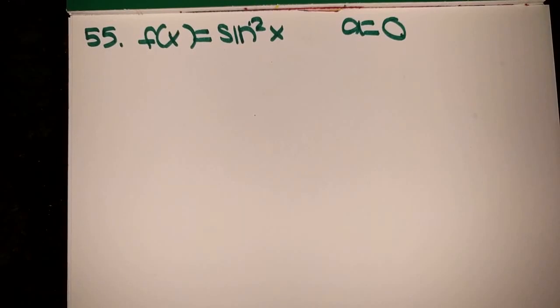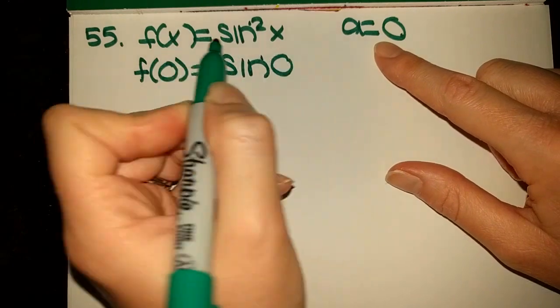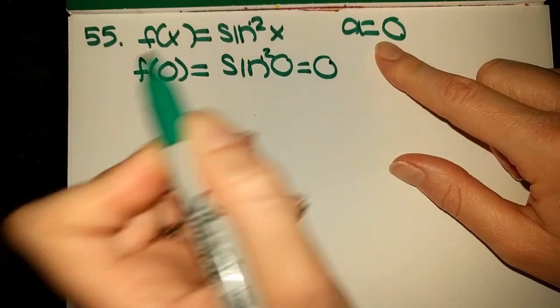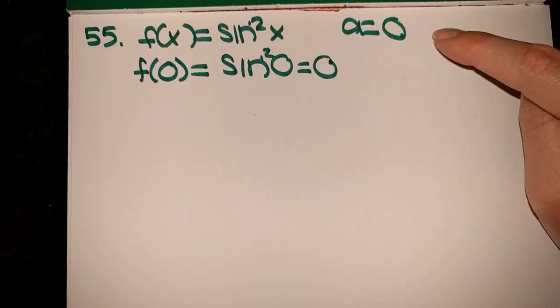So we first need to find f evaluated at 0. So we'll have sine of 0 squared, which is just going to give us 0. And the other little piece of this is we need to find our derivative evaluated at the center.